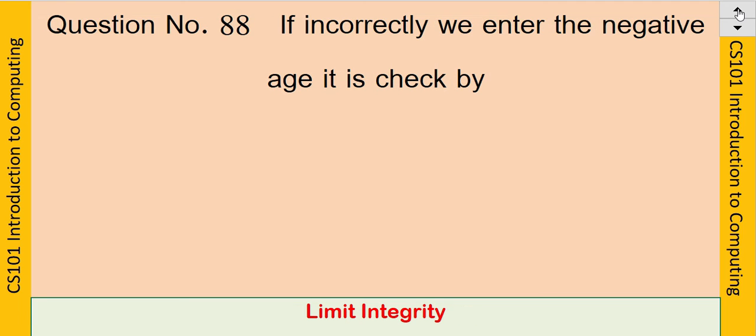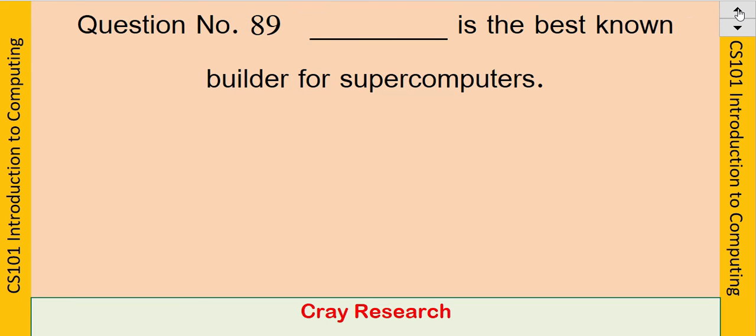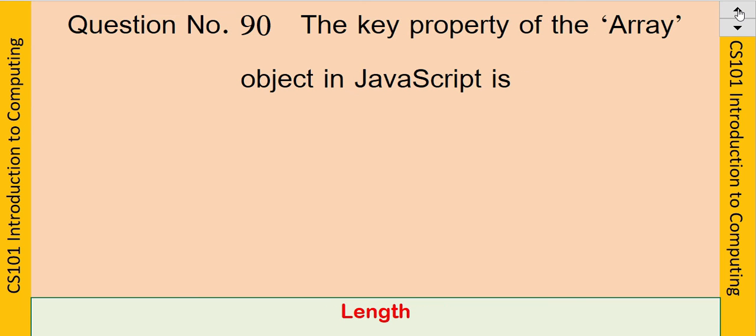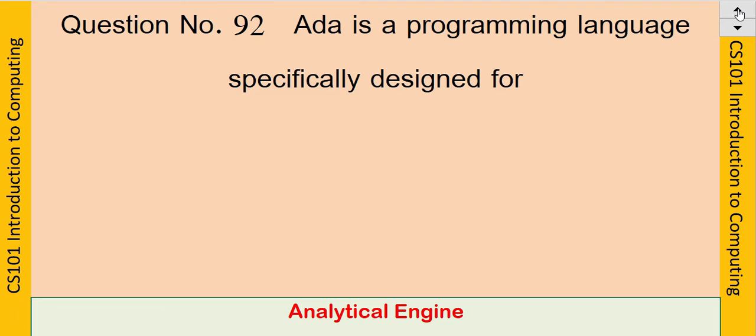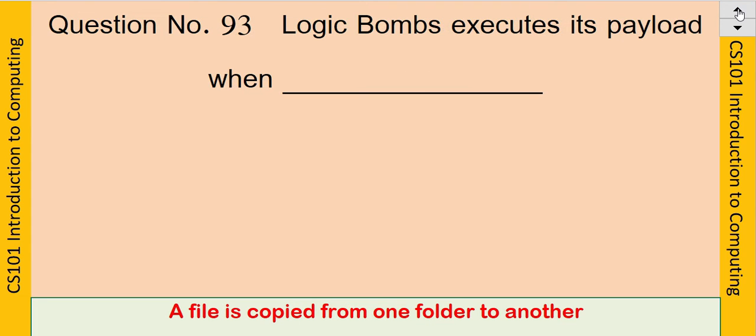If incorrectly we enter the negative age, it is checked by limit integrity. Cray Research is the best known builder for supercomputers. The key property of the array object in JavaScript is length. We need operating system for memory management in computer. Ada is a programming language specifically designed for analytical engine. Logic bombs execute their payload when a file is copied from one folder to another.